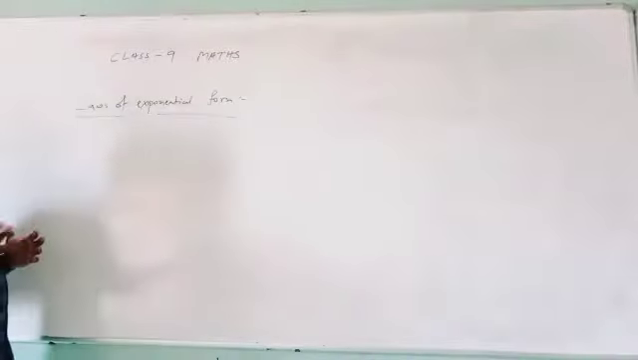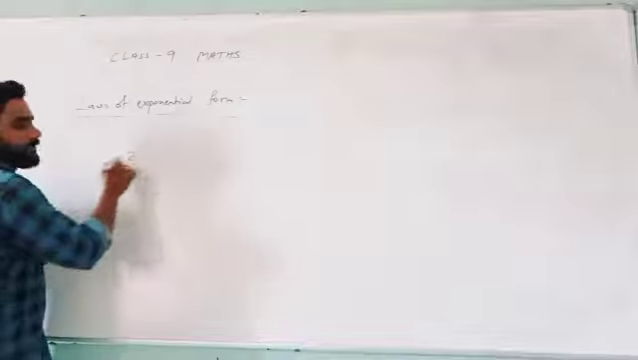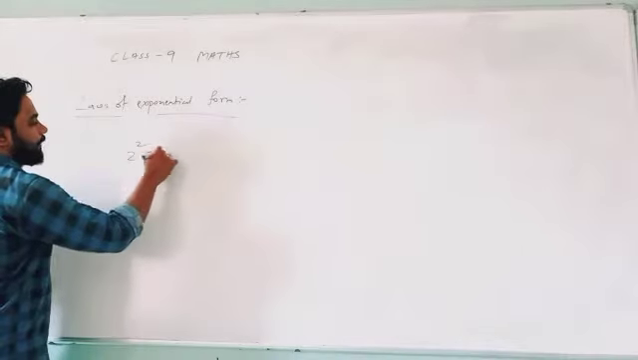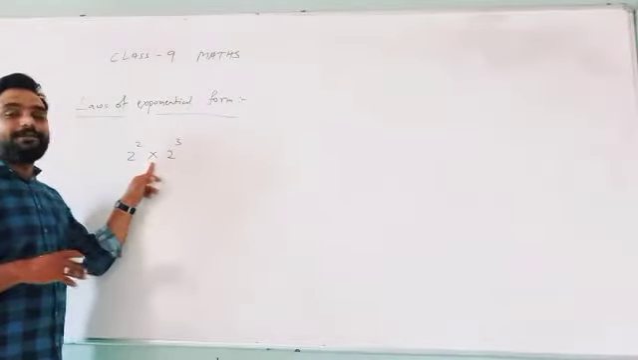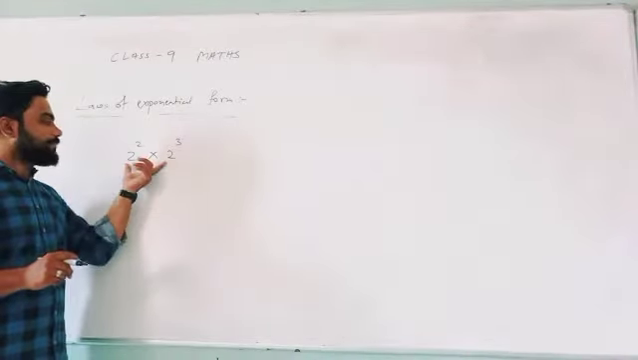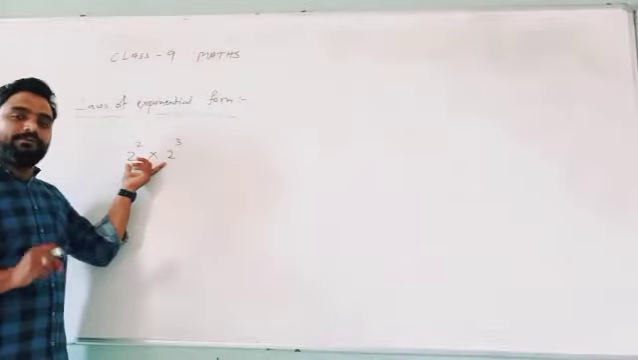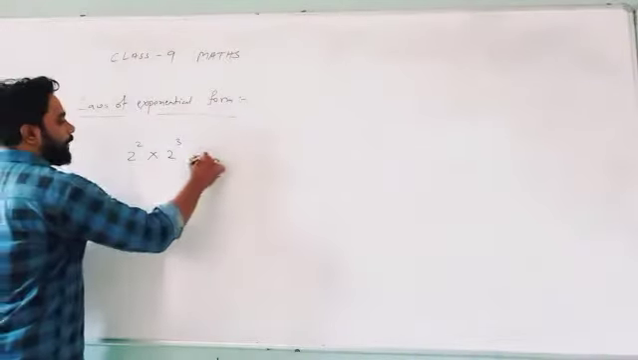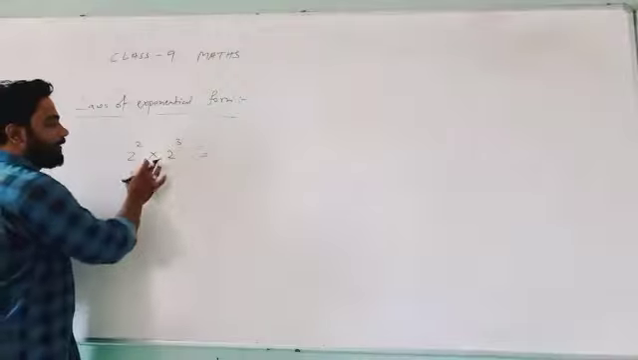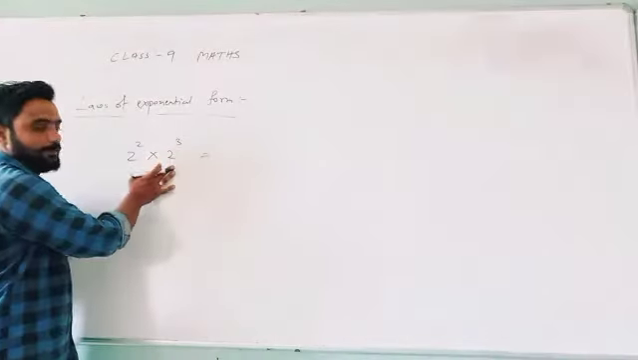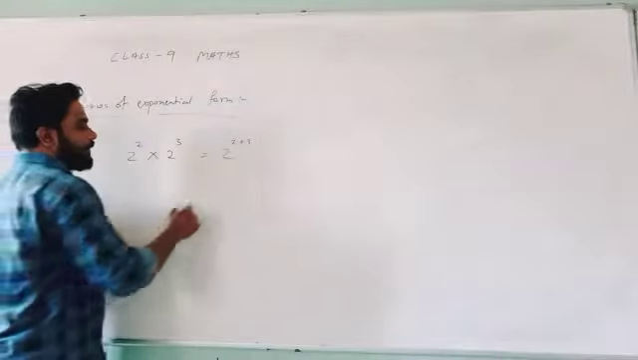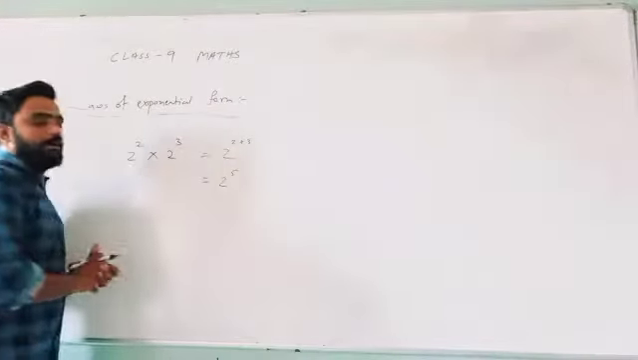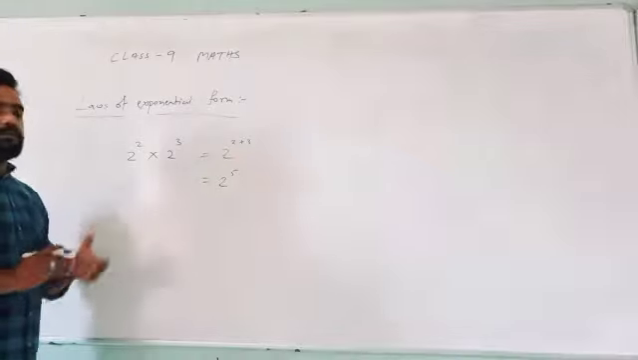Suppose it is given to you, and I am explaining on the basis of each and every example, one by one. Suppose 2 square multiplied by 2 cube. Now you have to check which sign it is. Here it is multiplication. You have to check whether the bases are the same or not. If the bases are the same, that means you have to add only the exponents. If there is multiplication between both exponential forms, you can write 2 raised to 2 plus 3, so that will give you 2 raised to 5. Understand? Okay.